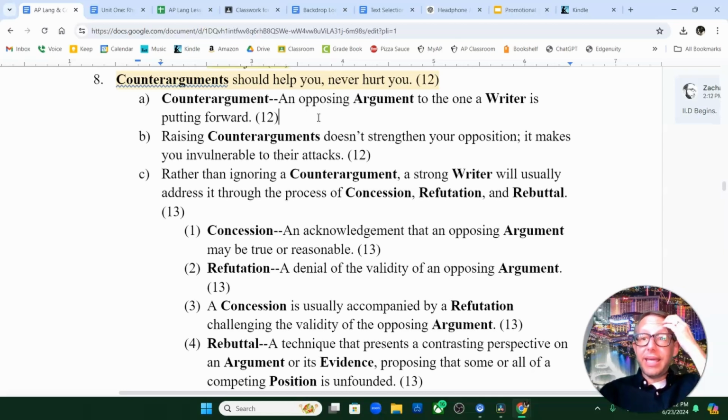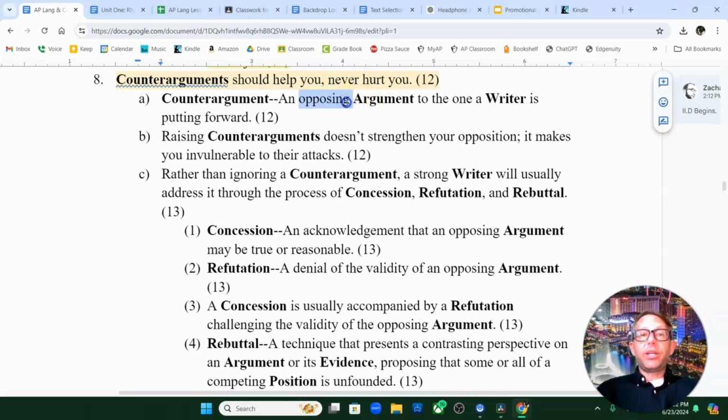Now, that being said, can you accidentally use a counterargument that undercuts yourself? Of course you can. Hopefully you don't, but yes, that is something that can absolutely happen. So you want to make sure that you're using them, but using them wisely at the same time, okay?